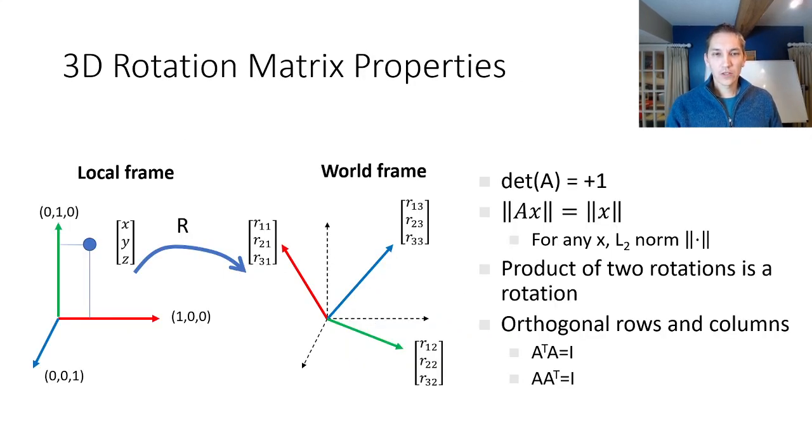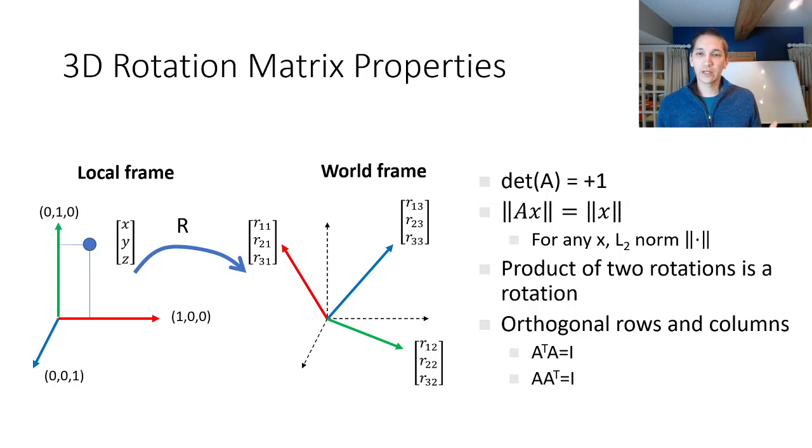Okay. A couple of other properties of 3D rotation matrices hold. We're not going to prove all of these, but these are well-known facts. First of all, the determinant of any rotation matrix has to be positive 1. It's also a matrix that preserves length. So if you multiply any vector x by a rotation matrix, the length of that vector remains the same. The transformed vector has the same length.